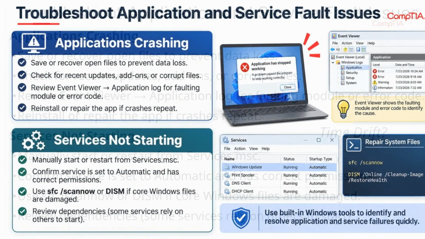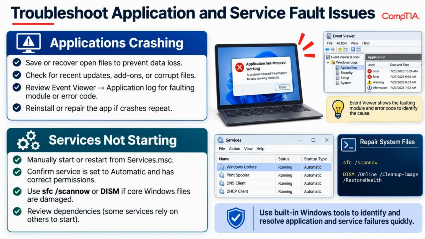When addressing general performance issues, follow these steps. Identify the cause using Task Manager and Resource Monitor. Take action by ending unresponsive tasks or rebooting, and prevent recurrence by disabling unnecessary startup apps, running malware scans, and keeping drivers and hardware components updated.